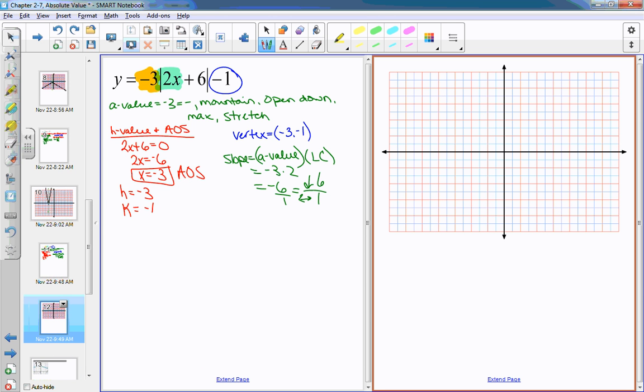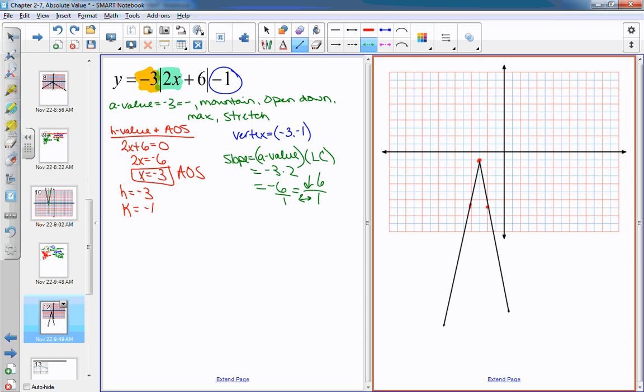So from here, I'm going to go ahead and I'm going to graph. What point do I graph first? And what is my vertex? -3, -1. From there, 1, 2, 3, 4, 5, 6 to the right 1, to the left 1. There's my graph, and my axis of symmetry is right there. Do we all understand how to graph absolute value? You have 9 problems like that tonight.